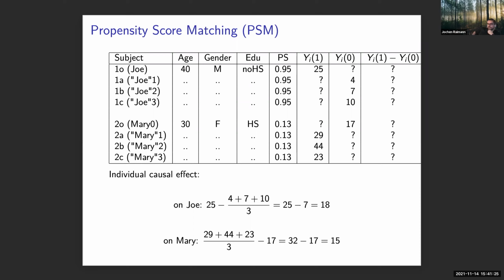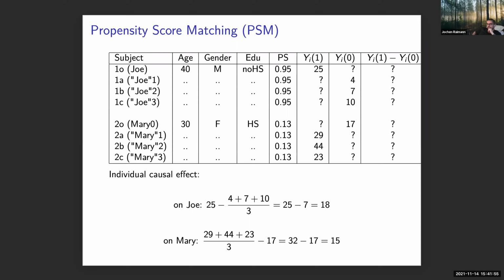So now we have, as I mentioned before, it's more likely for a man to be homeless. So we have here Mary. Mary has only a probability of 0.13 to be homeless, and she also has high school. So in addition, so now she's now associated with 17, 29, 44, 23. She's basically here at a certain probability, right?